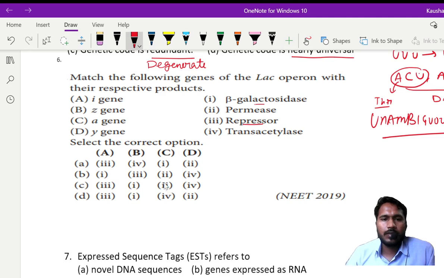According to this, the I gene is the repressor, A goes with 3, Z gene with 1. So this will be eliminated. These questions are very easy to answer correctly, because you can easily eliminate the options. I eliminated these two. Now see, the A gene is transacetylase. If you don't know the A gene, at least you know the Y gene is for permease. So this will be your answer.